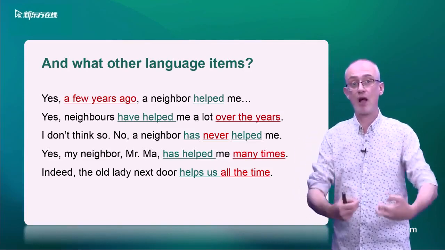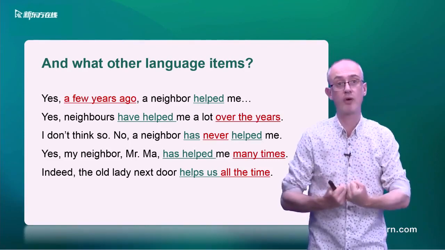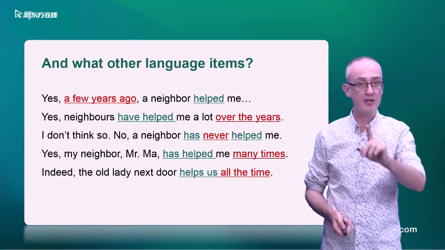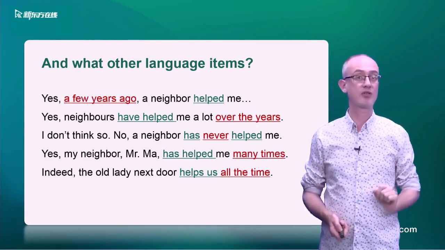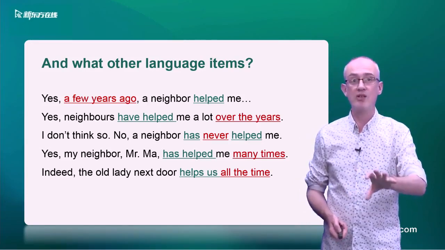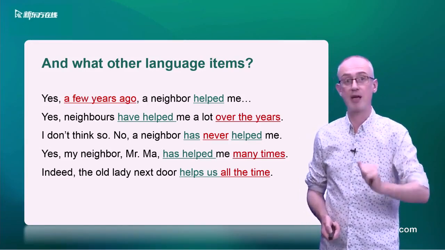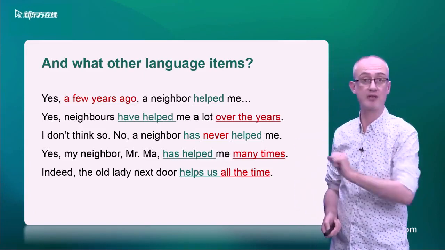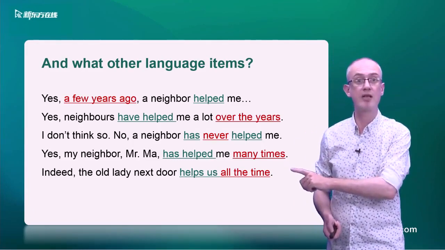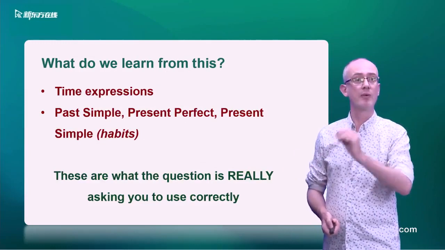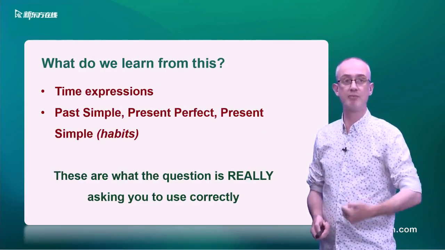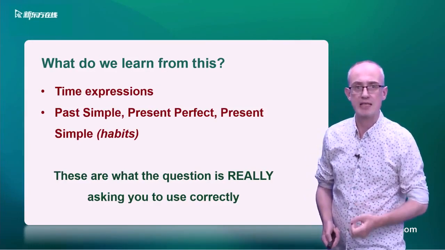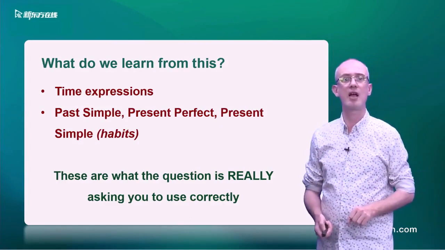Cambridge, again, are crafting these questions to pull language from you and then see how you differentiate between different forms and use the language flexibly to answer the question effectively. The high score is not for fancy vocabulary, and it's not about the topic. This is something I keep saying, and I hopefully am proving it with these simple examples, but these will be high-scoring examples. So, what do we learn from this? Time expressions, past simple, present perfect, present simple for habits. This is what the question's really asking. Can you do all of these things correctly?